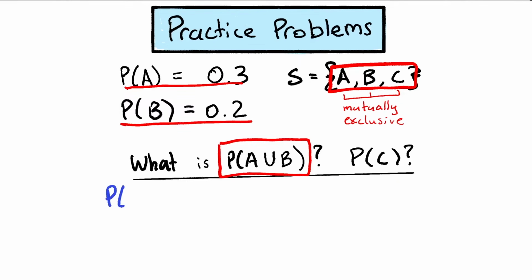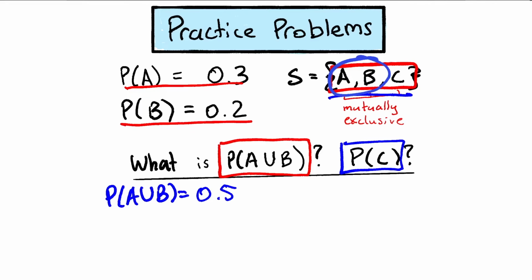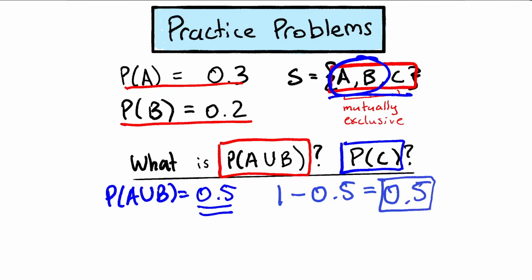So now that we've determined that probability of A or B equals 0.5, what is the probability of C? Well, we know the entire sample space contains A, B, and C. So the only probability that it's C is if it's not A or B. So if the probability of A or B is 0.5, then the probability that it's not A or B must be 1 minus 0.5 equals 0.5. So C must also have a probability of 0.5.